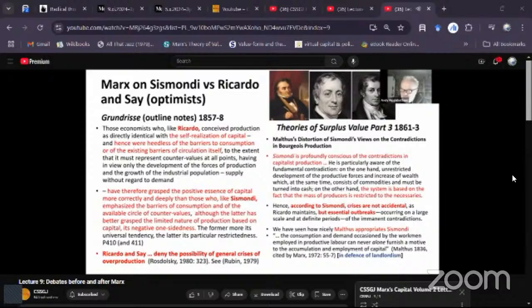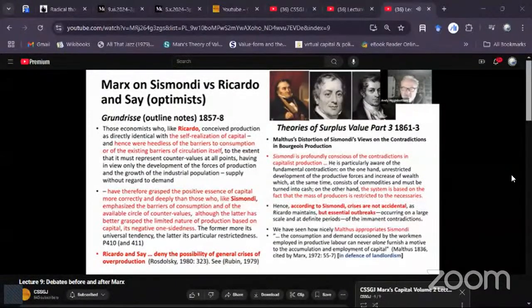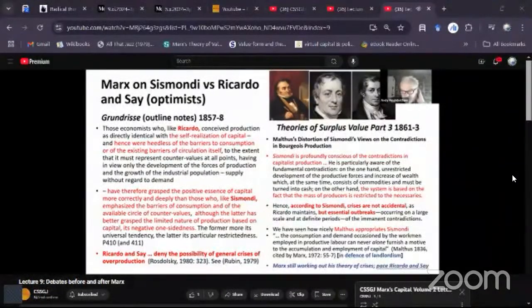So Malthus was a complete reactionary apologist for landlordism, but he bolted that reactionary position onto the more theoretical argument, let's say, of Sismondi, which is that the system produces more commodities than can be consumed by the capitalist class and the working class. And that causes crisis.